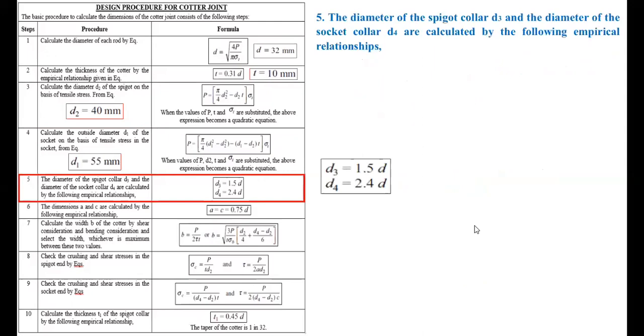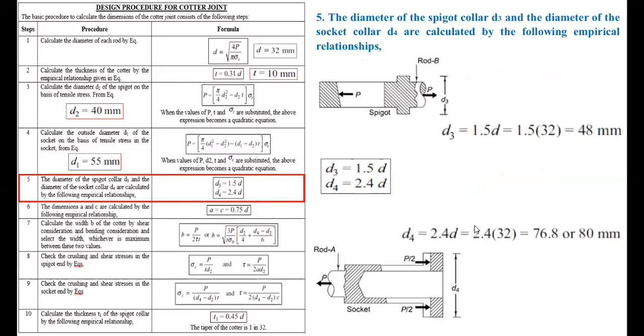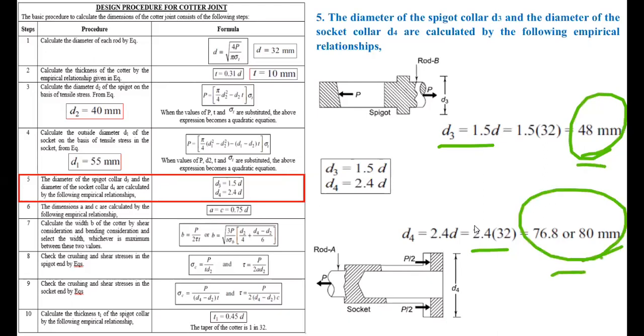Next step is you have to simply find, by empirical relationship, D3 and D4. So you have to find out the value. Then you can say that D3 is equal to 1.5 times D, and D4 is 2.4 times this one. So you will get simply 48 mm and 80 mm like this.